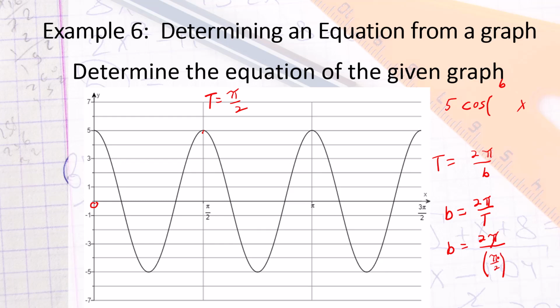The pi's cancel. 2 divided by 1/2 is just like 2 times 2, which is 4. So we could put that in for b, and that is our answer. We get that y is equal to 5 times the cosine of 4x.